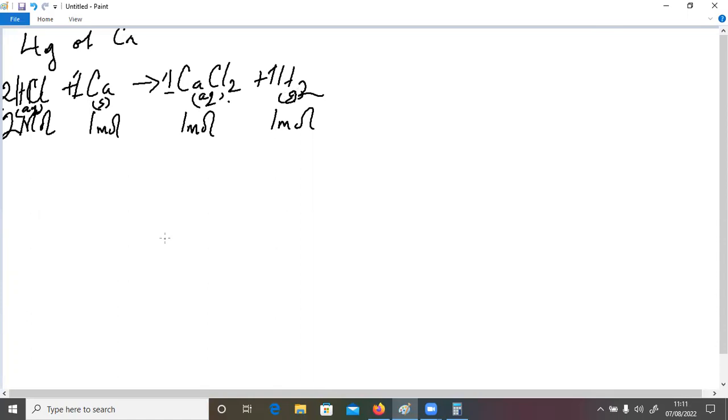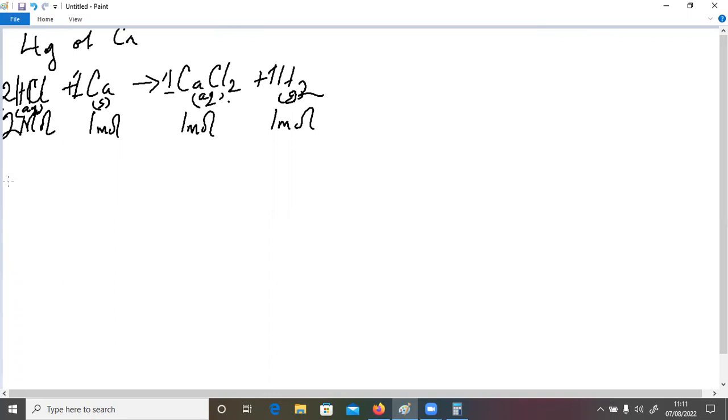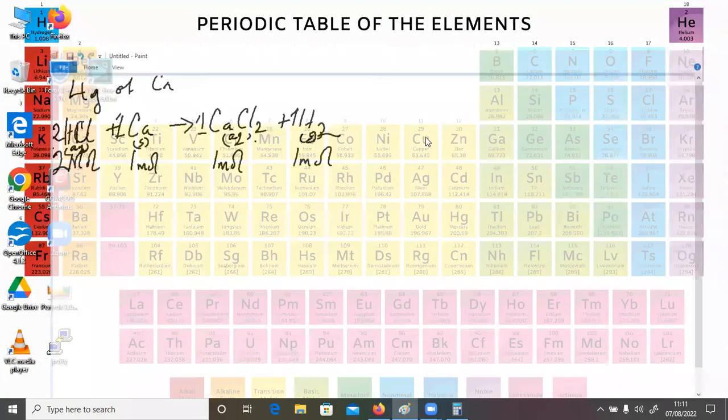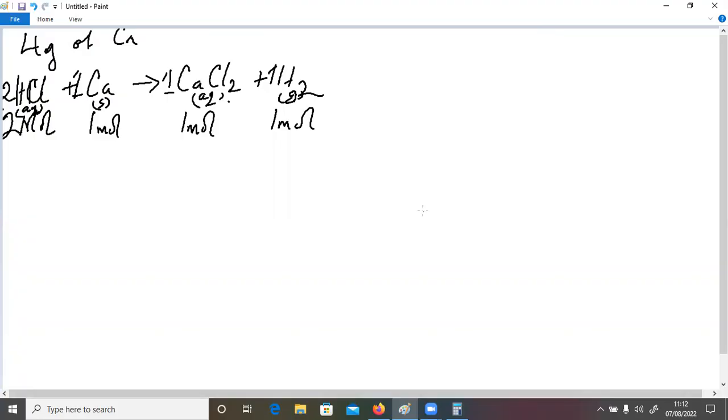Now, in this case, we already know that it's calcium being reacted with excess HCl. And we want to look at how much hydrogen, for example, is produced, how much calcium chloride is produced. So let's find out how many moles of calcium we have in that equation. We already know calcium has an RAM of 40, so 1 mole of calcium is equal to 40 grams.